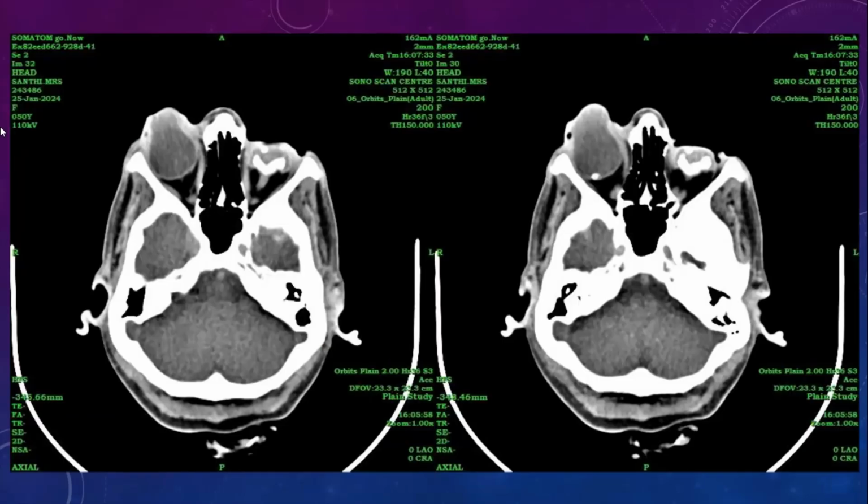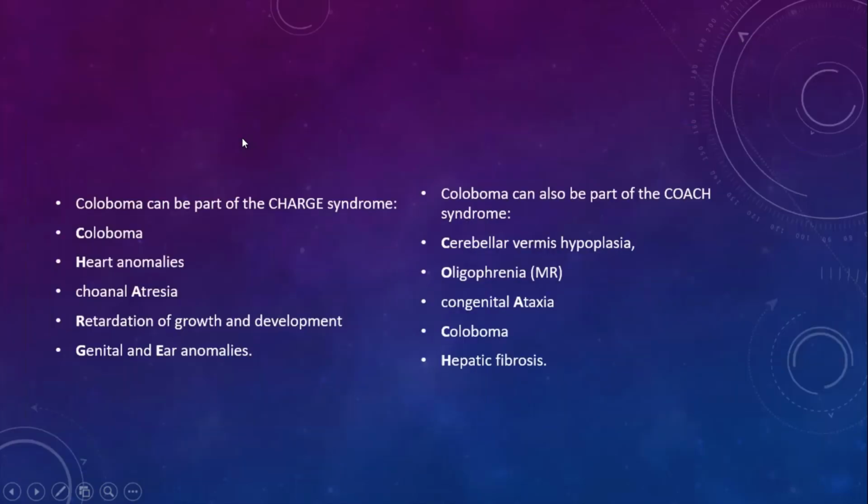This is another case that was suspected to be a coloboma, but it actually turned out to be a mass lesion arising from the anterior chamber here. Initially it looks as if it is a coloboma. In the left eye, there is a phthisis bulbi with calcification. For calcification, CT is definitely a very good modality of choice, and the size of the eyeball is also very small here.